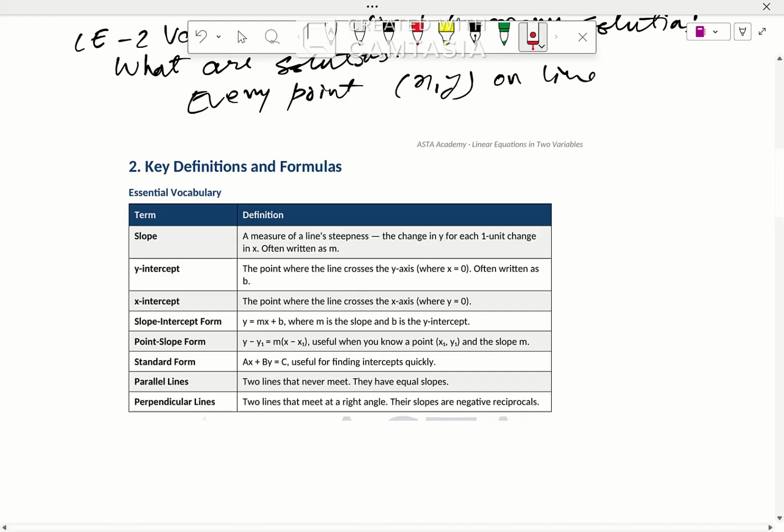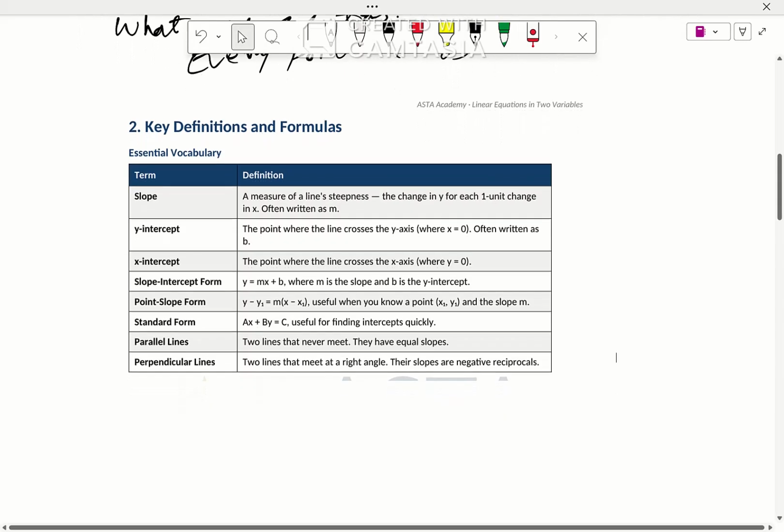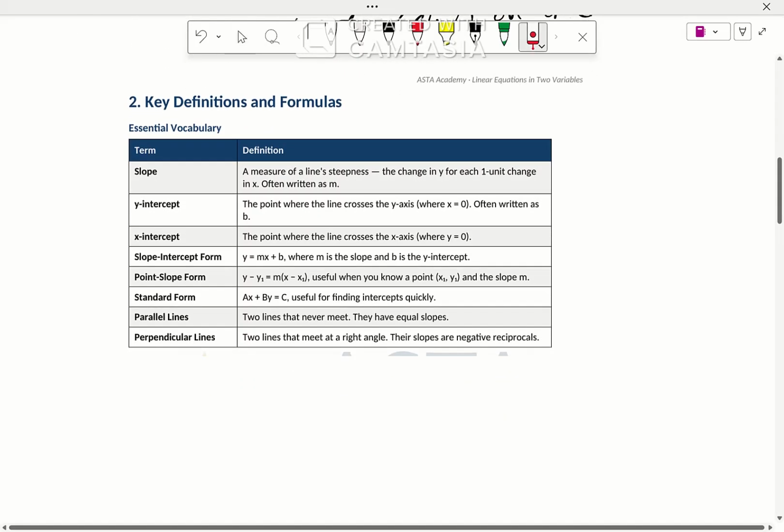What is an x-intercept? It is the point where the line crosses the x-axis, where y is equal to 0. Then there are different forms of the equation. We will look at these in more detail a little later. First is the slope-intercept form, which is given as y is equal to mx plus c, where m is the slope and c is the y-intercept.